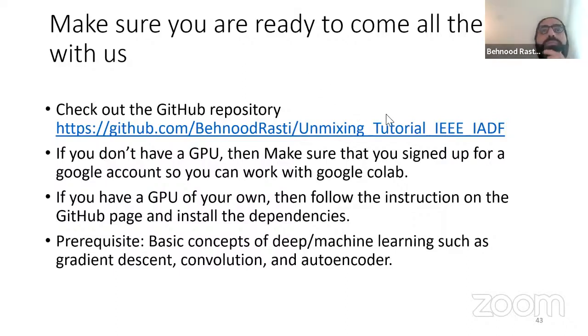When we are back, we start with the hands-on session of the tutorial. And please, during this break, if you get time, go over and check out the repository. If you have no further questions, we go for the break and we come back.